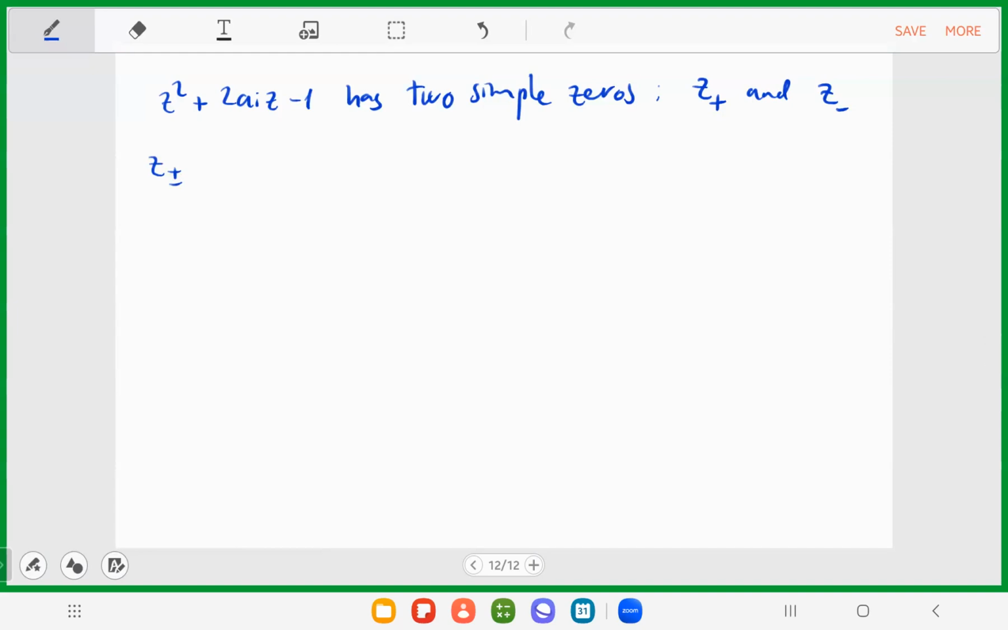But what are they? We don't even know a. So let's write that again. z squared plus 2iaz minus 1 has two simple zeros. And let me call them one z plus and another one z minus, which you can take, as I said, with the normal equation. Just remembering that in the normal equation, we are kind of already taking the two possible branches of the square root, and the two possible branches are the plus and the minus of this expression that we have used since school for real numbers, right?